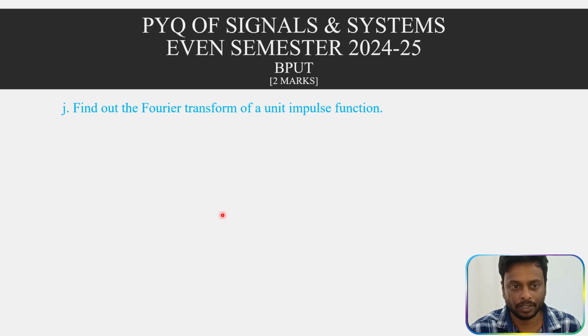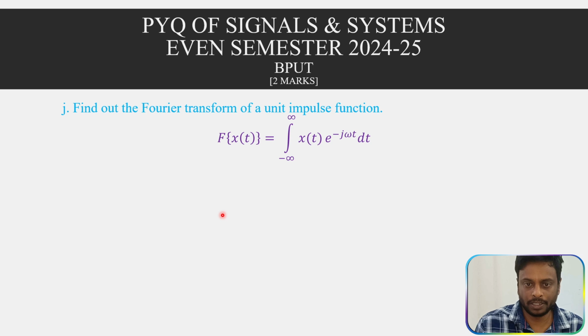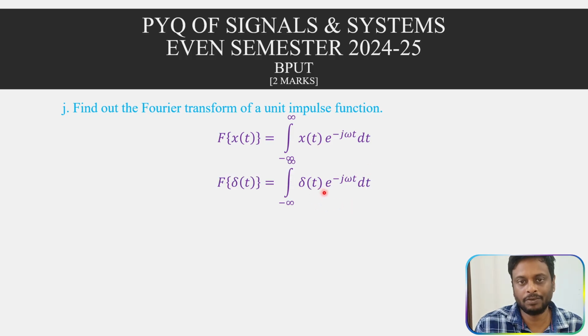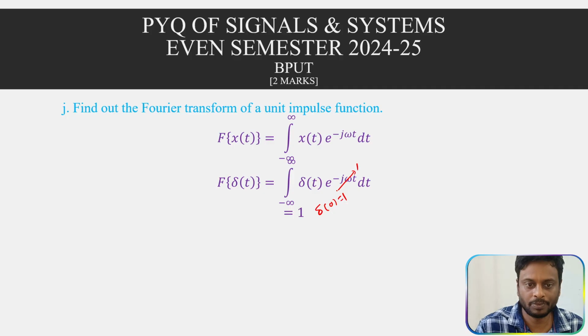The last question is, find out the Fourier transform of a unit impulse function. So this is the Fourier transform formula. You need to find the Fourier transform of this. So delta of t is actually only defined at t equal to 0. If we put t equal to 0, it will be e to the power 0, that will be 1. So delta of 0 equals 1, and all other values are 0. So the Fourier transform of the unit impulse function is 1.